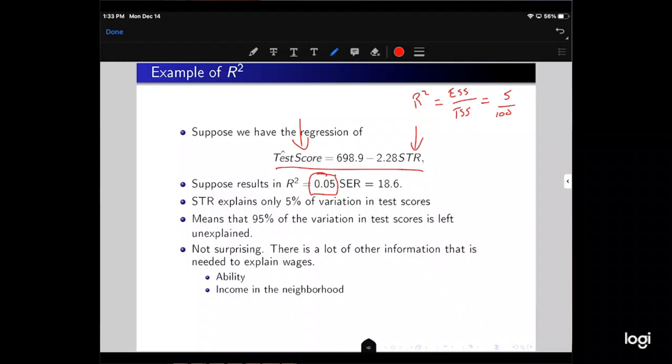This is not surprising. There's a lot of other information that we'd need to explain test scores, like ability, or income in the neighborhood, or what the test is on, maybe. One thing to note is that this doesn't say that student-teacher ratios is not an important variable. It just says that there's a lot of other information that's left out of this equation, what's contained in the residuals or the error term.